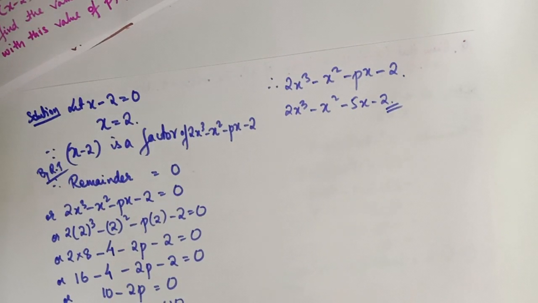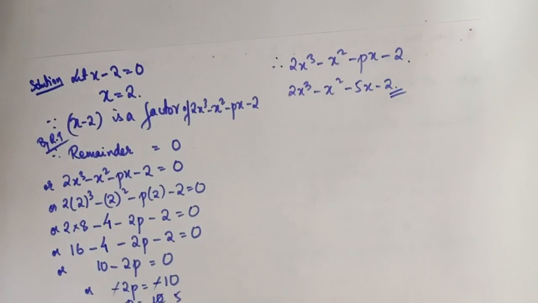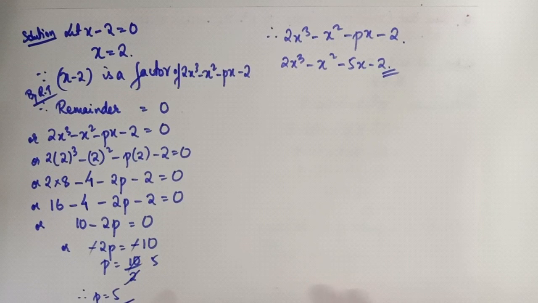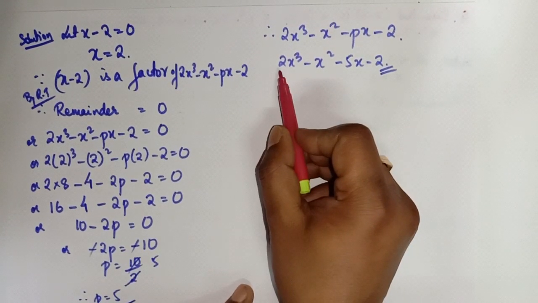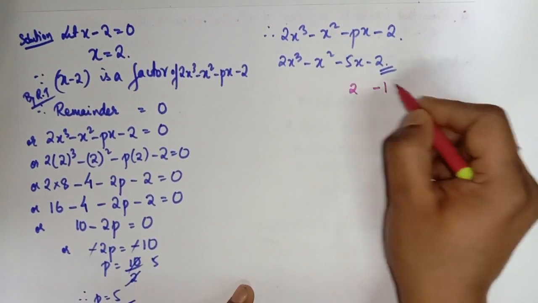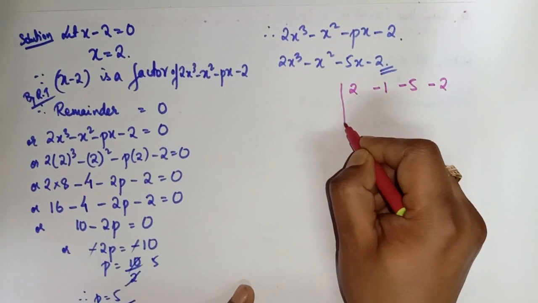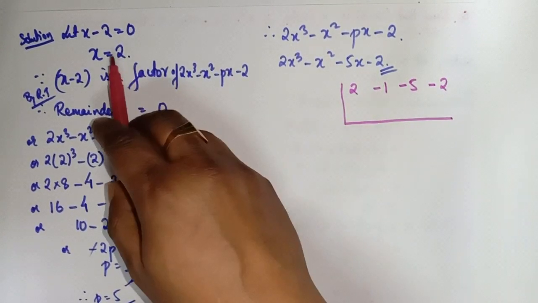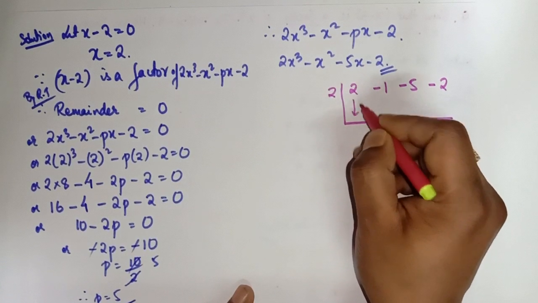So how to factorize this? We have already done this in our previous sum. We'll use the synthetic method. So let's do the synthetic method. How do we do it? This coefficient we have to write first: 2, then here minus 1, then this is minus 5, then this is minus 2. So we'll make it like this. Then x is how much? 2. So I'll take it as 2 here. So first I directly write 2 only.